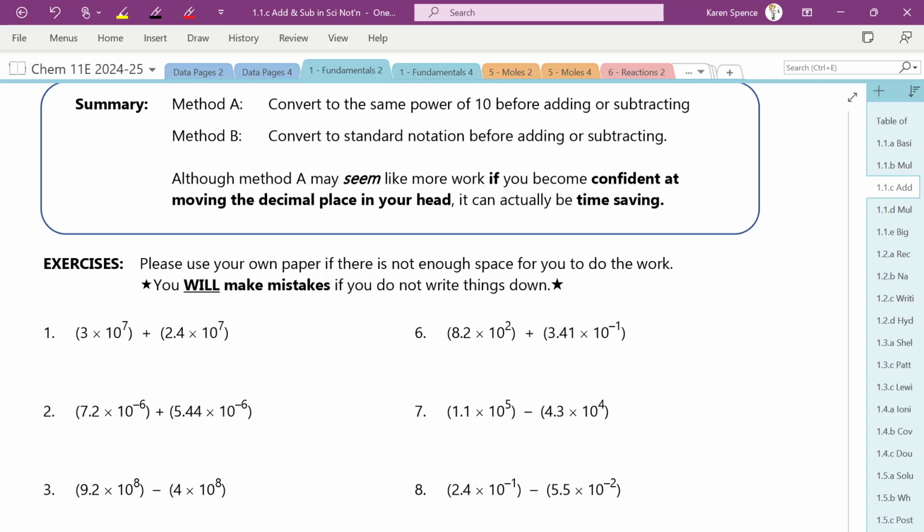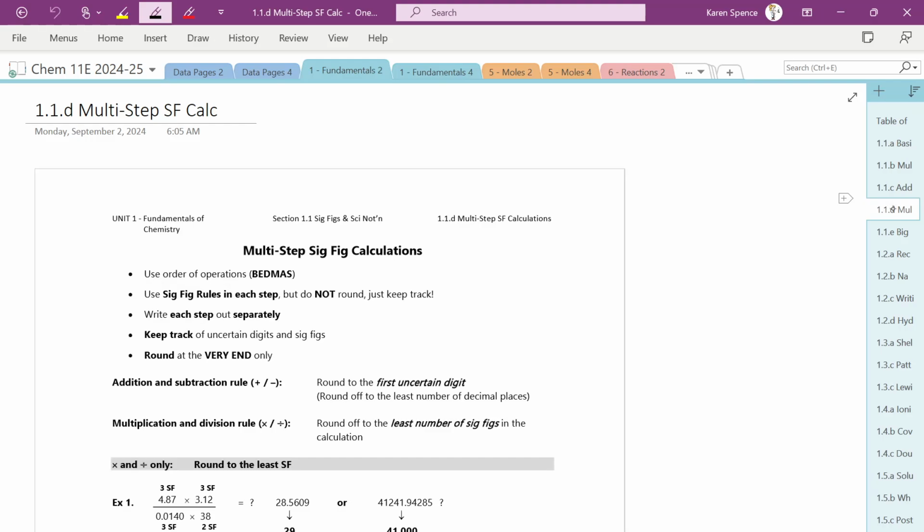There's some exercises here. Again, these are optional. So we have 1.1a, 1.1b, 1.1c are all optional. What the heck is 1.1d? Ooh, multi-step. We're going to talk about those later. We're not doing that today.